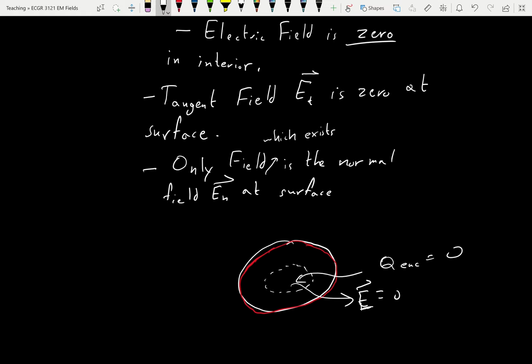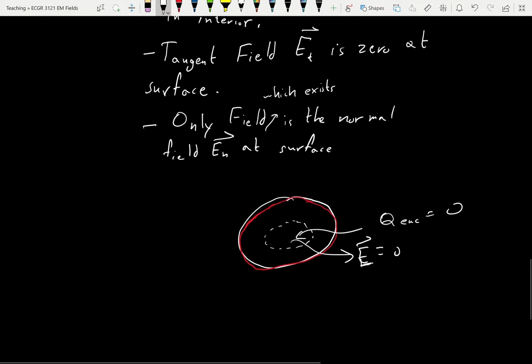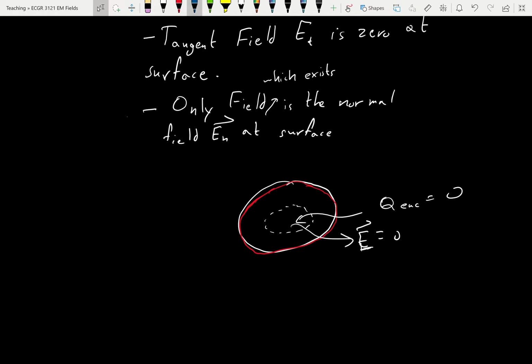Right? That's one. The other thing is the tangent field. What about the tangent field? So the tangent field is that at the surface of the conductor, any field in the tangent direction, E_T, must be zero. There must not be a tangent component of the field at the surface of the conductor.